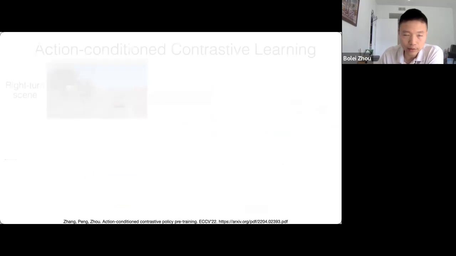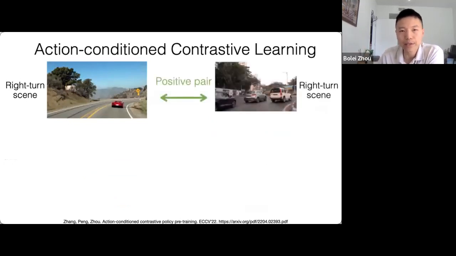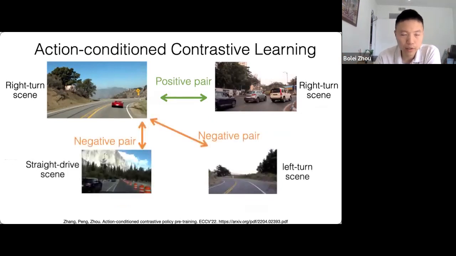So in this case, it will become action-conditioned contrastive learning. For some right-turn scenes, we can create a positive frame by sampling a video frame from another right-turn scene, right? So they share the similarity that they are both turning right. And for the negative pair, we can sample from some straight-driving scenes and left-driving scenes. In that case, we can create these contrastive pairs and train with this contrastive learning.